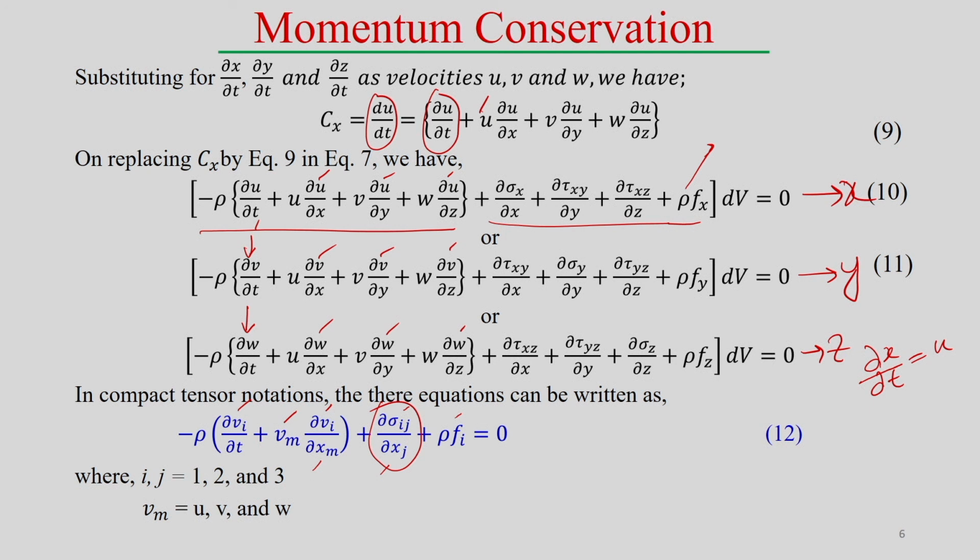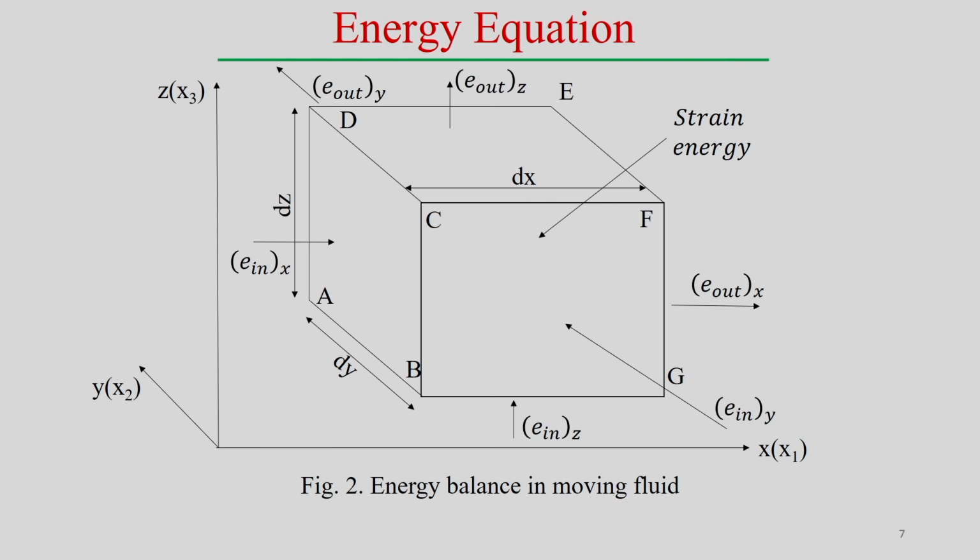Now, we will try to look into a different form of the momentum conservation equation, which we will use to develop the finite element model for the fluid flow problem. Before that, we look into the energy equation. For the energy equation, we consider a similar small element, and we consider the energy input from one side, the energy output from the other side, and whether there is any internal strain energy inside the element.